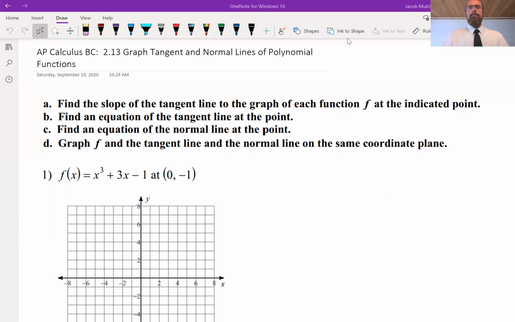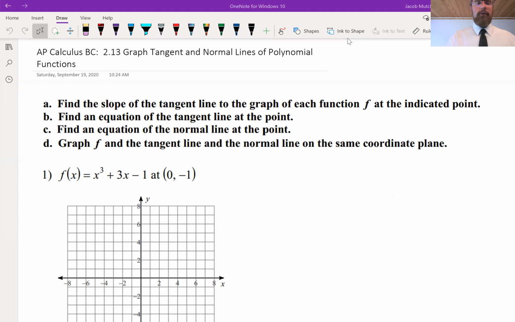Welcome to Calculus. Today we will investigate graphing tangent and normal lines of polynomial functions, focusing on using rules that we have developed for differentiating polynomials to find equations of tangent and normal lines. We'll take a look at three examples. The first example here has 4 parts.